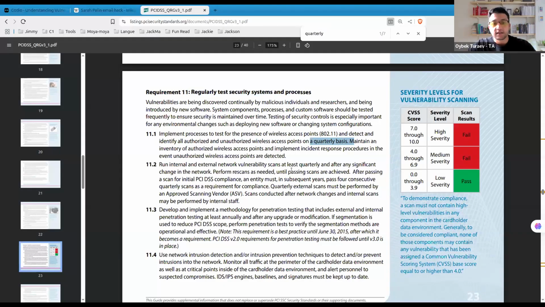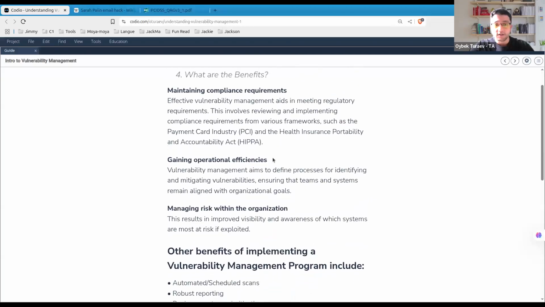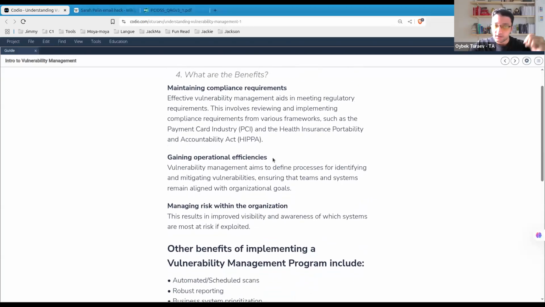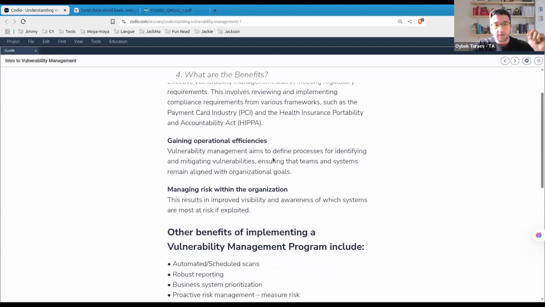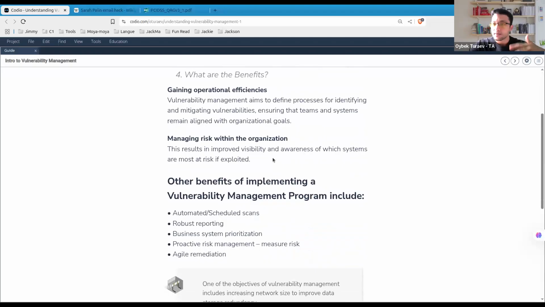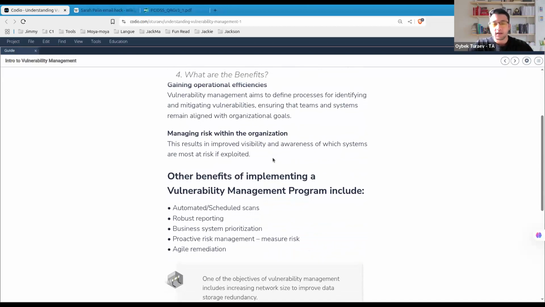PCI states that it should happen at least quarterly. Another benefit of vulnerability management is gaining operational efficiencies and managing risks in the organization. The key idea of vulnerability management is to avoid future risks in the organization and implement solutions for them before the attacker takes advantage of them.